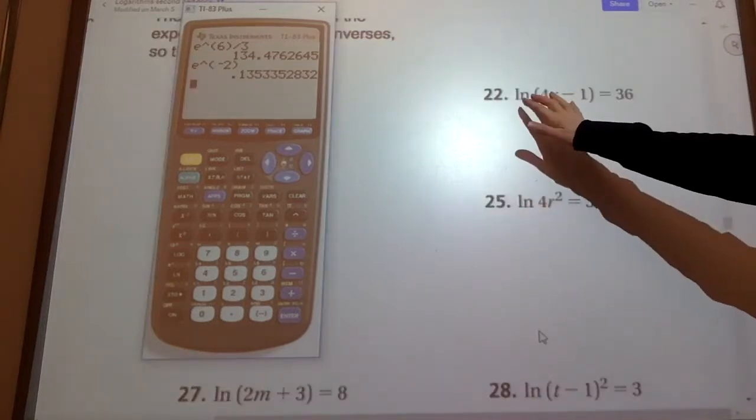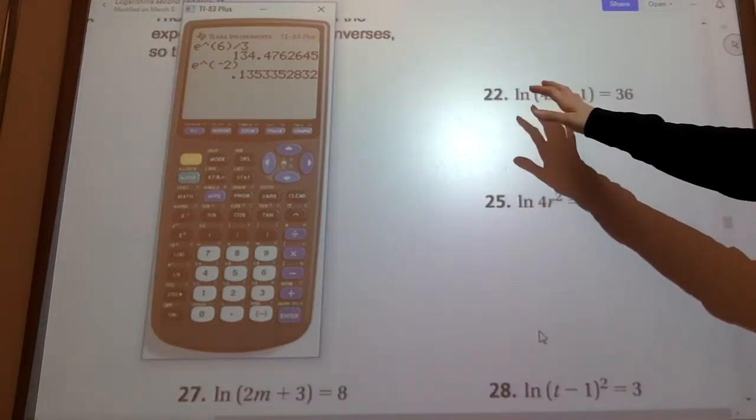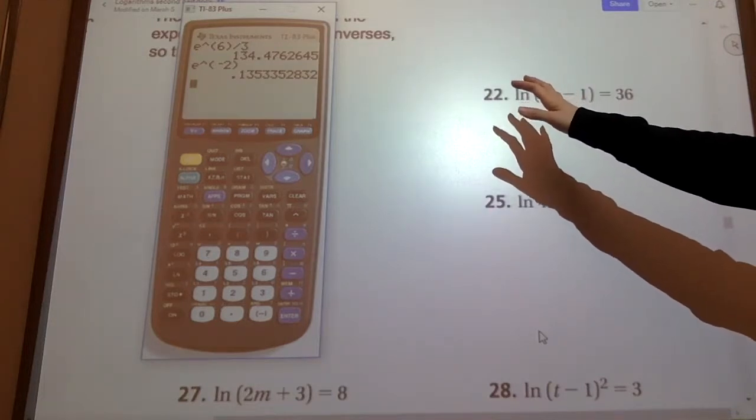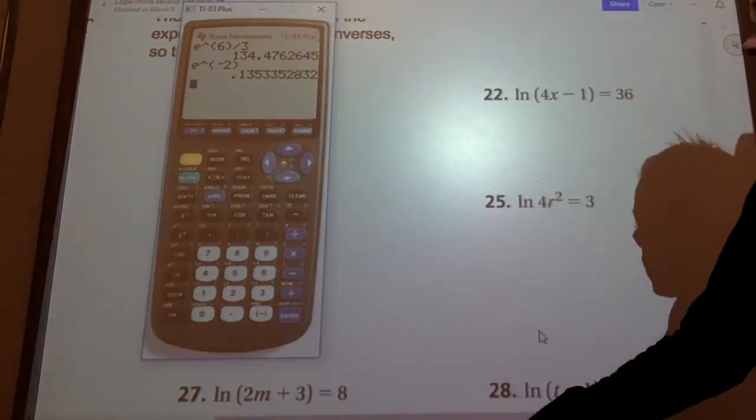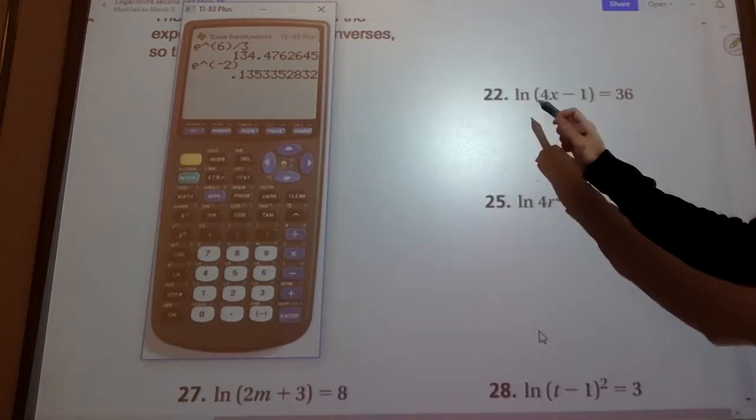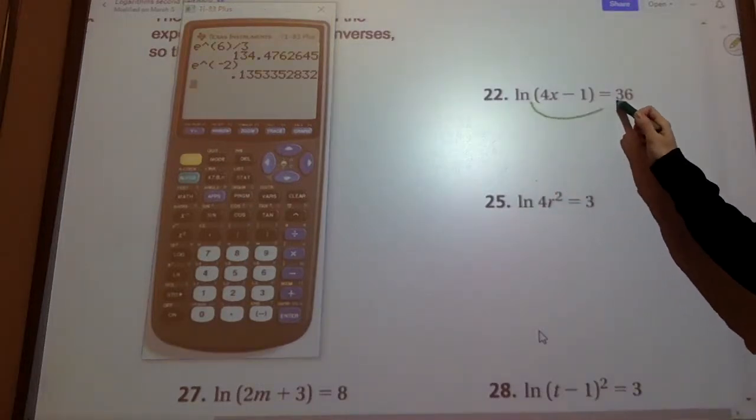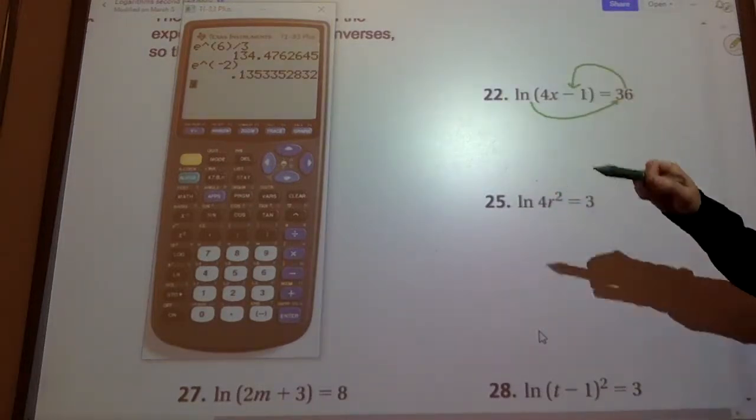So again, all I have here on the left side is a natural log. So again, I can convert that to exponential form. So again, it's base e. So I'd say e to the 36th power equals 4x minus 1.